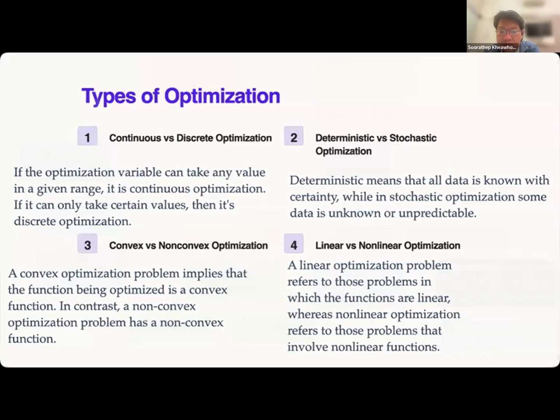And the next one is if we consider linear instead of convex or non-convex, we consider linear or non-linear functions. So if our objective function and all constraints are linear, we call it a linear optimization problem. If any of them are non-linear, we call it a non-linear optimization problem. That is very simple.